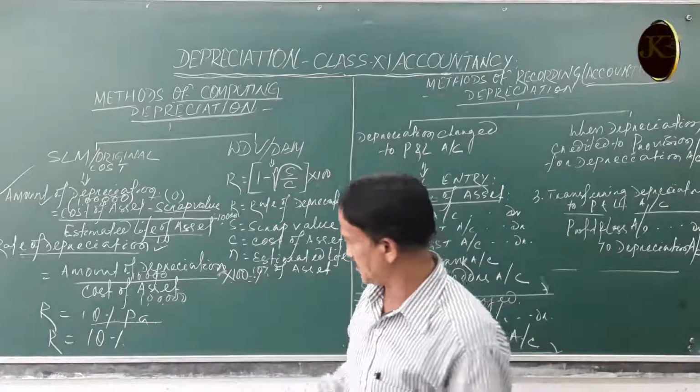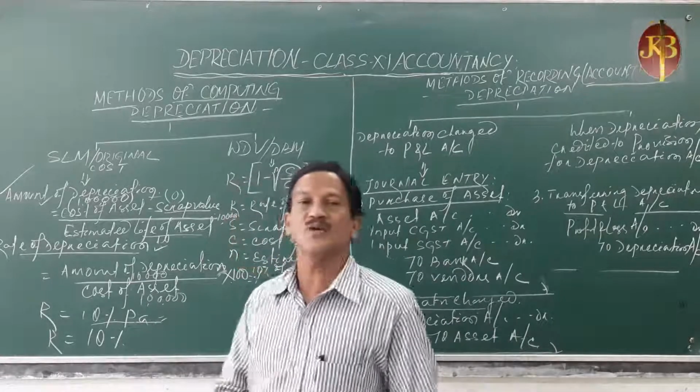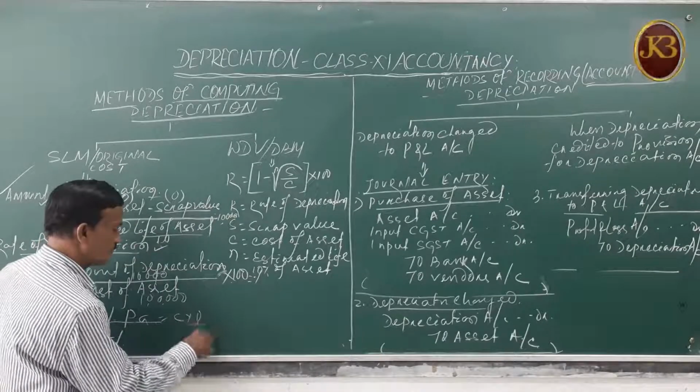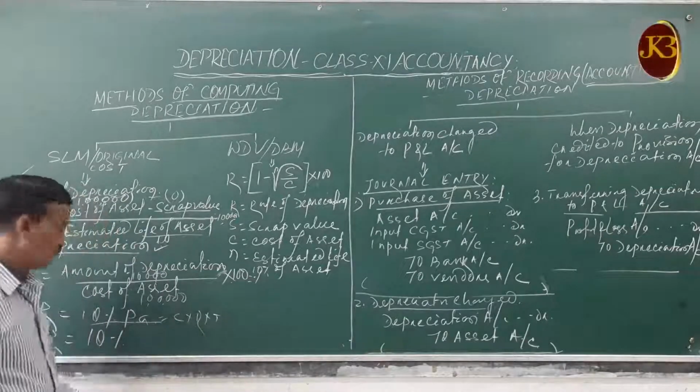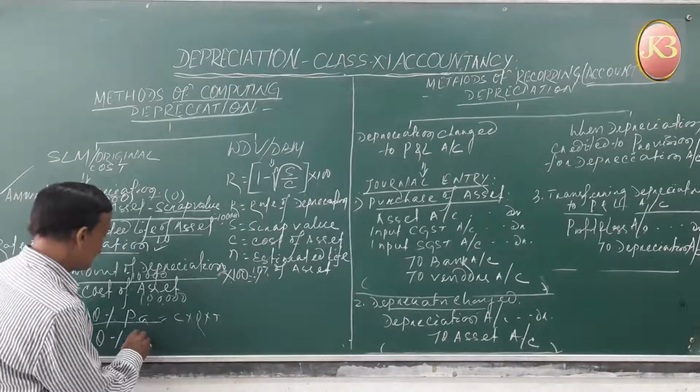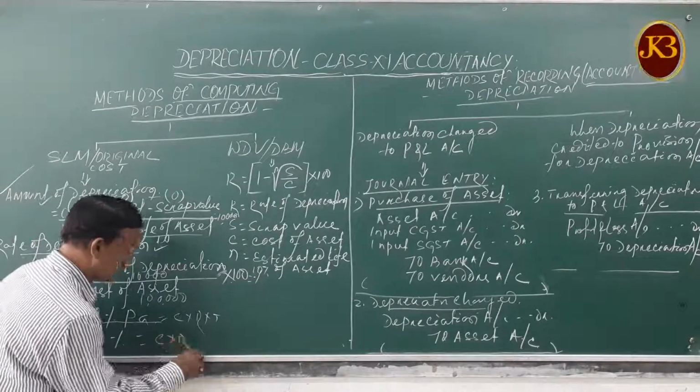That is the time factor. That means the simple interest formula is to be used, that is, the cost of asset multiplied by rate multiplied by time. But if it is only 10%, then only the cost of asset multiplied by rate.